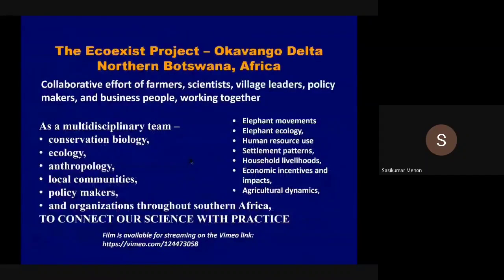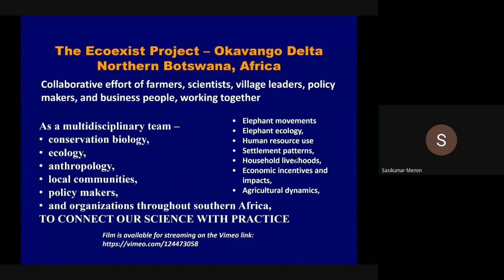Now, this is a very interesting project. You all can check it online. In Africa, you have the EcoExist project wherein policymakers, conservation biologists, ecologists, organizations, and even financial organizations have come together for elephant conservation, elephant movements, elephant corridors, people's participation in managing these corridors, and also people's participation in managing elephant sanctuaries and national parks.